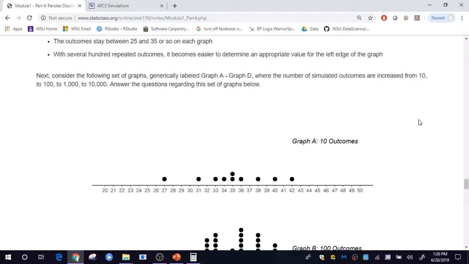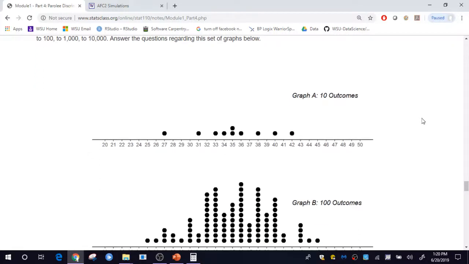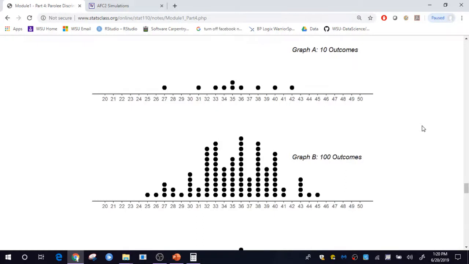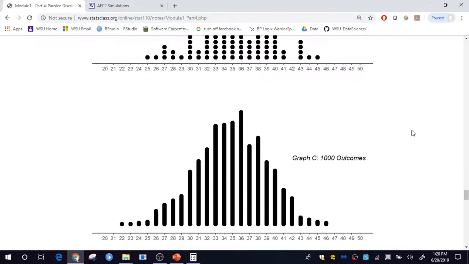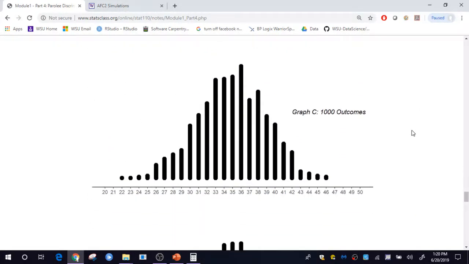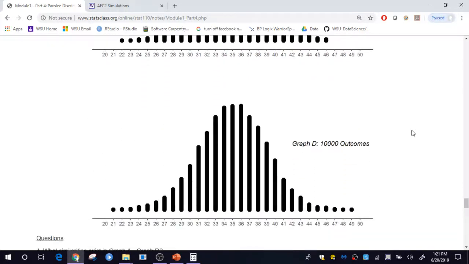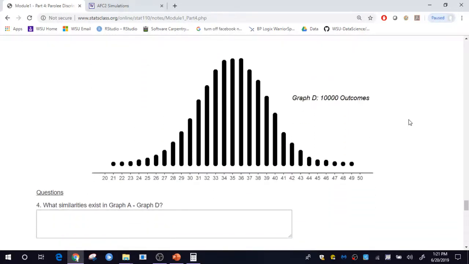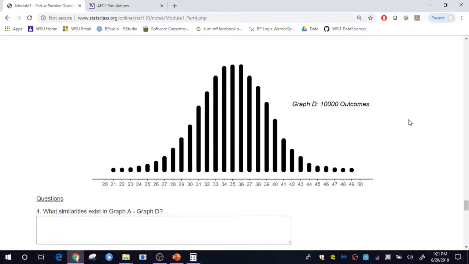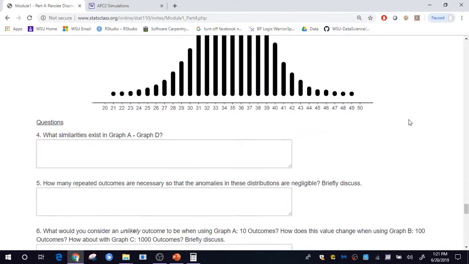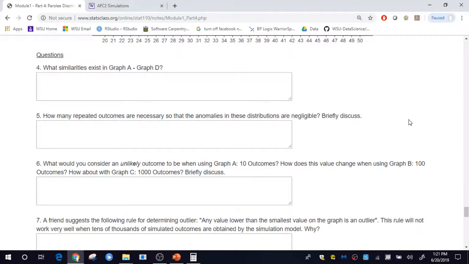All right, so let's next consider the following sets of graphs. And I've just generically labeled them graph A through graph D. In graph A, I only had 10 simulated outcomes. In graph B, I did 100. Graph C, I ended up creating 1,000. And then in graph D, I ended up creating 10,000. So I'll give you a moment here to answer the questions. There's 4 questions here, I believe. So go ahead and hit pause on the video and try to attempt to answer these 4 questions.